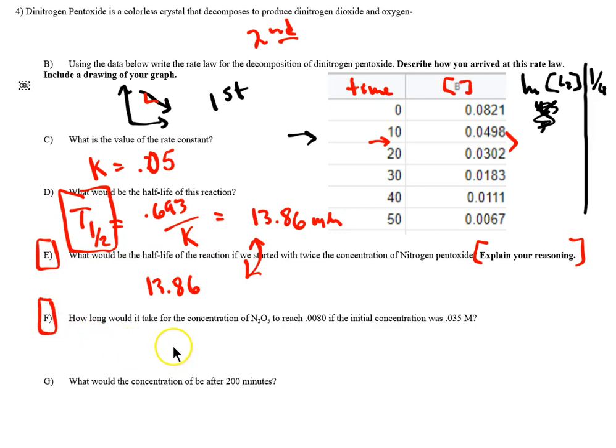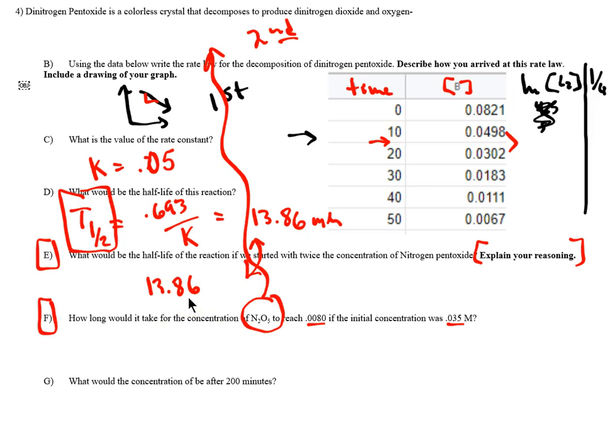F. How long would it take for the concentration of N2O5 to reach this? Now, if I don't edit the test, which I certainly don't plan to, one of the biggest problems with this whole test is I make you write out the reaction and you don't remember the formulas, but look, I typed it in there on accident. How long would it take for this to reach that if the initial concentration of that was that? So this is the integrated rate law, right? Where you just solve for T.